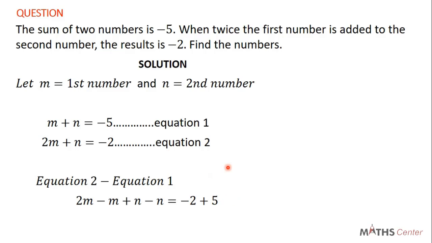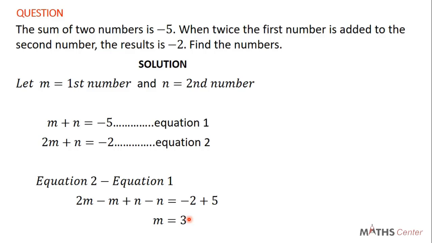So it's going to be minus 2 minus minus 5, and that is going to give us plus 5. Now you can see that after doing this, I have eliminated n from the equation because n minus n will give us 0. 2m minus m, from algebra, we know that is going to give us m. Minus 2 plus 5 will give us 3. So when you get here, you can use any of the methods. You can use substitution, you can use elimination, and you are going to get the answer correct. So m is equal to 3, which means that the first number, which is m, is equal to 3.